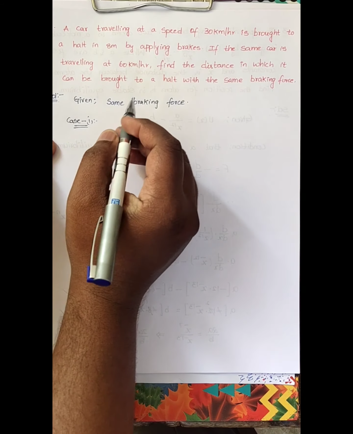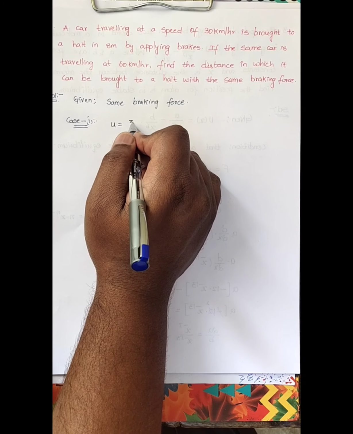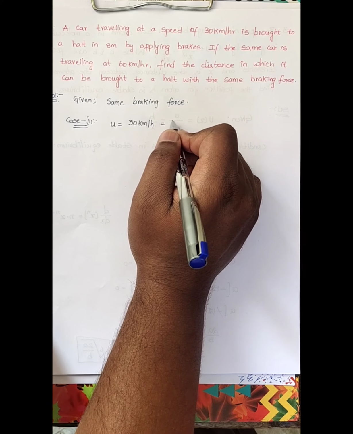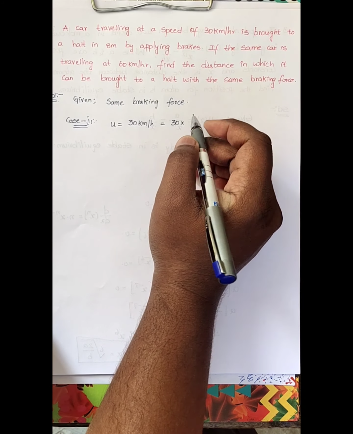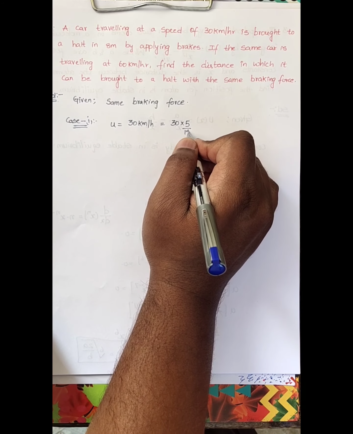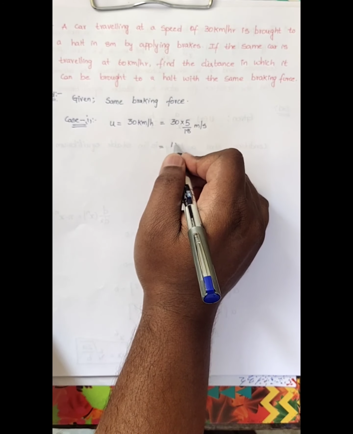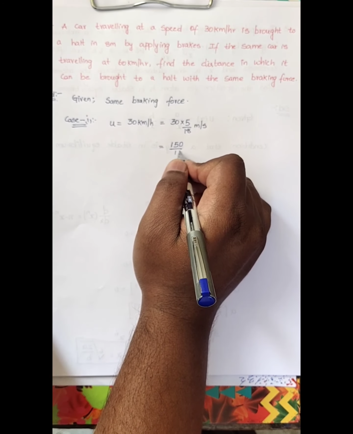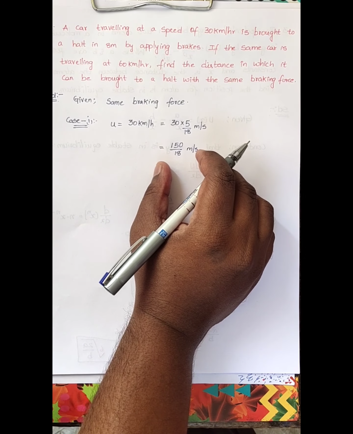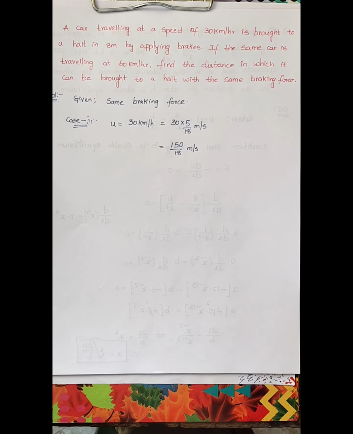In case 1, what is the initial velocity of the car? It is given u is equal to 30 km per hour. Let us convert this into meter per second. As we know, 1 km per hour is equal to 5 by 18 meter per second. So how much will it be? 150 by 18 meter per second. If you want a simpler form, you can do it, or you can leave it like this. It depends on your calculation strategy.